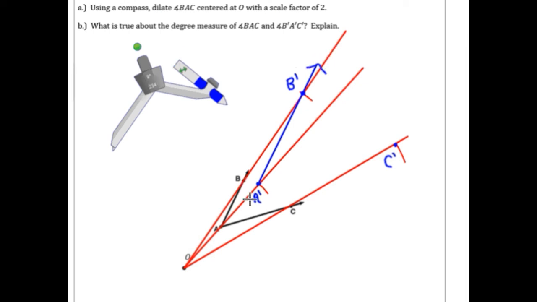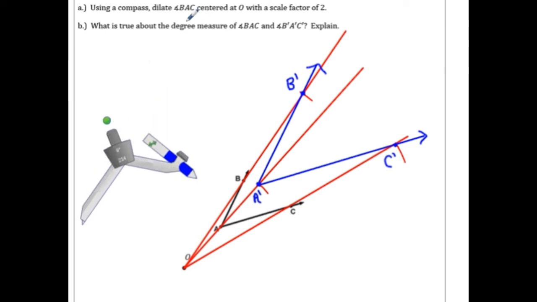Arrow. Okay. Then we're going to do another one from A prime through C prime, just like on the original figure, it was A through C. There we go. And there's angle B prime, A prime, C prime. And then there's this little other question here. What is true about the degree measure of angle BAC and angle B prime, A prime, C prime? Well, those 2 angles are congruent, right? So whatever degree measure angle BAC is, it's the same angle measure as B prime, A prime, C prime.